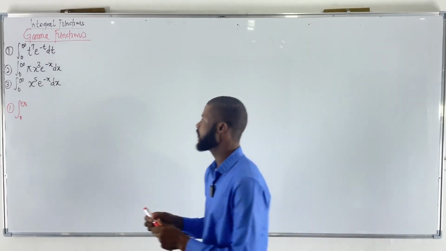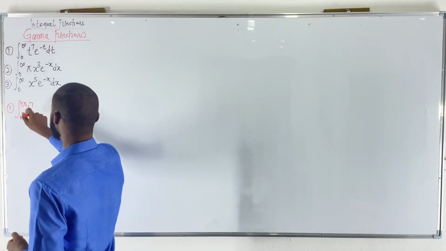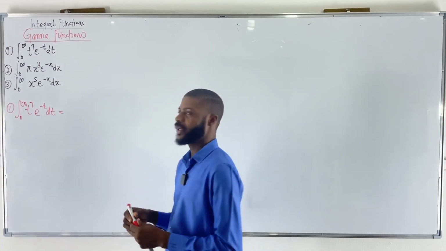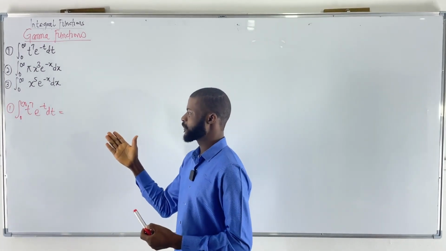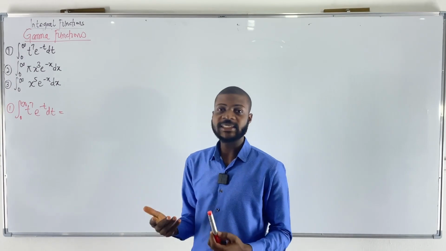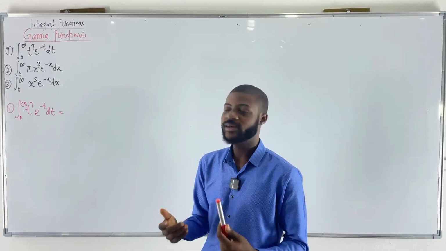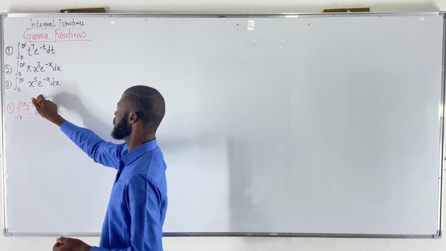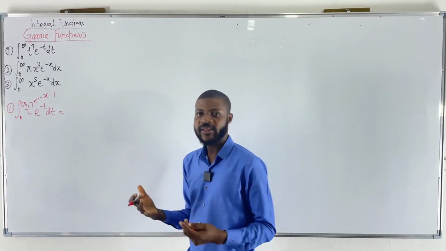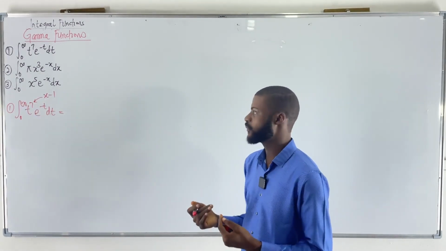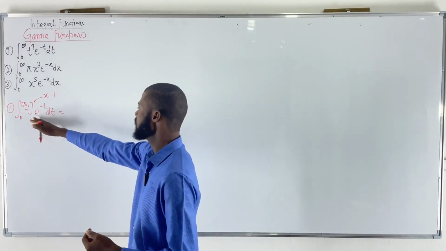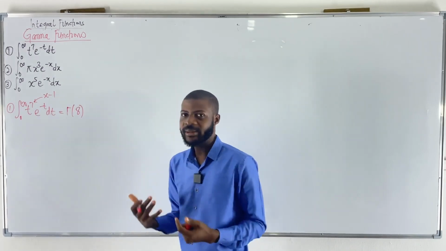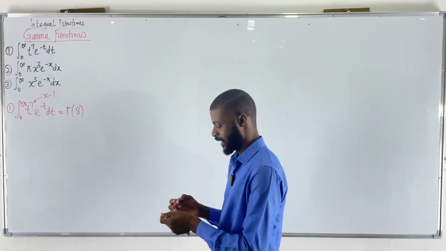Now if I were to do this, e to negative t dt. And what I'm going to do is, if you look at this properly, this looks like a standard way of writing the gamma function, where the power here is always x minus 1. So what does this tell me? This tells me that this is actually the gamma of 8. Let me explain how it's the gamma of 8.